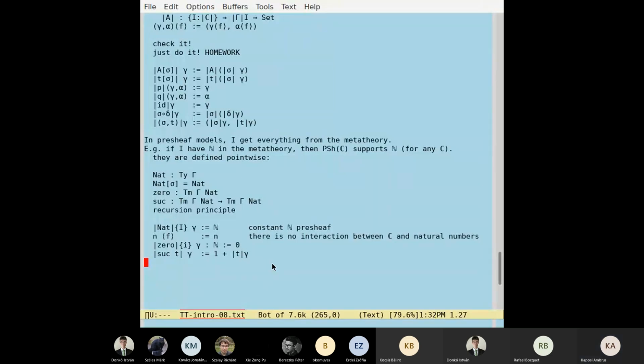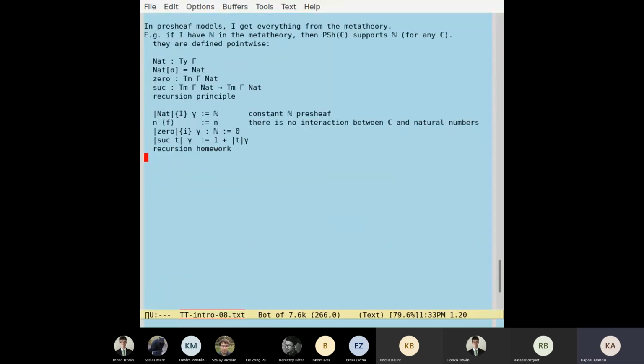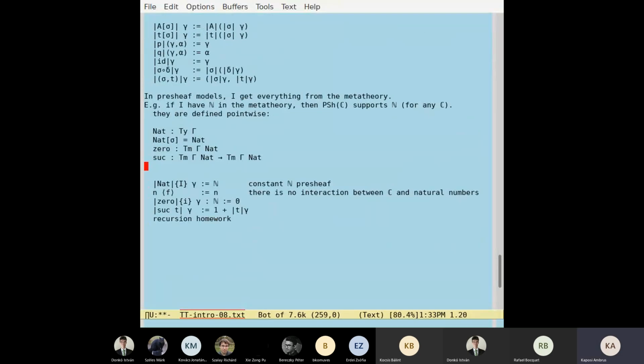Okay, and you can also derive the recursion principle. Okay, recursion. We'll state what the recursion does and do it. Okay, maybe let's just do the recursion. Because this is a bit more involved, it has some details, but okay, so what does recursion do?